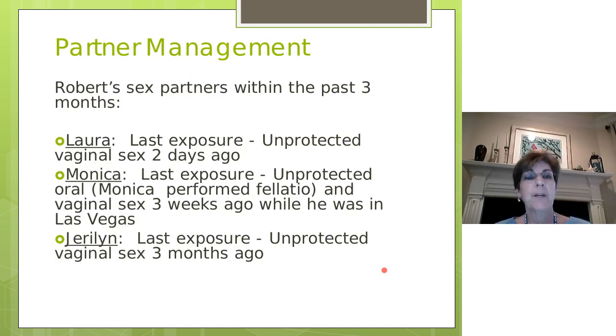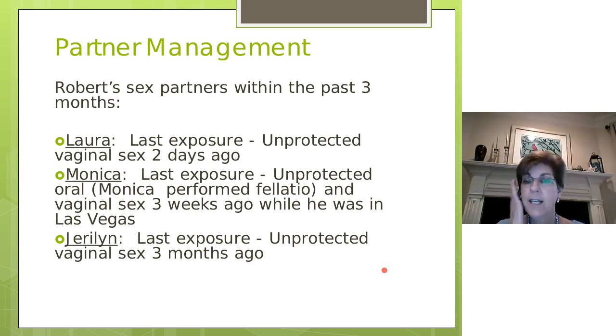Okay, partner management. Robert's sex partners within the last 3 months. So Laura is his current everyday sex partner. I don't know what to call it. The last exposure was vaginal sex 2 days ago, and he's been with her 2 months, I think it said. Monica was the one-time exposure, and that was 3 weeks ago. And then Geraldine, the last exposure was 3 months ago, unprotected vaginal sex.